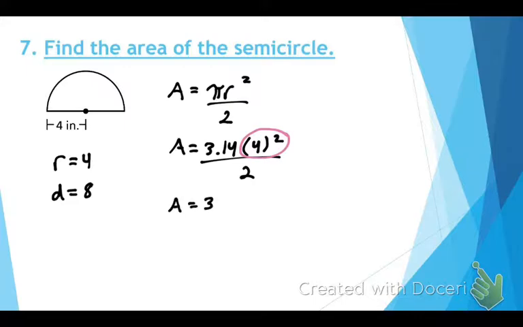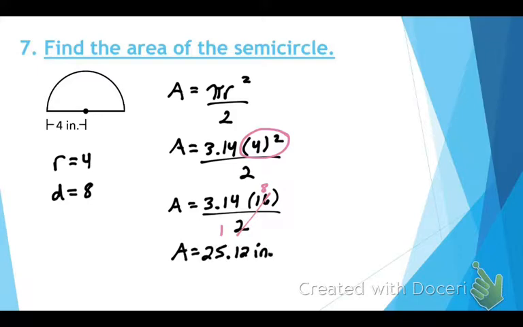That's where I saw a lot of people accidentally made the mistake of saying 4 times 2, so be careful with that. Now, is there anything I can cross-reduce? Yes. This becomes a 1 and an 8. When you multiply this out, what is your final answer? Inches squared. Does anyone have a question? Maybe you and your partner didn't get that? Okay.